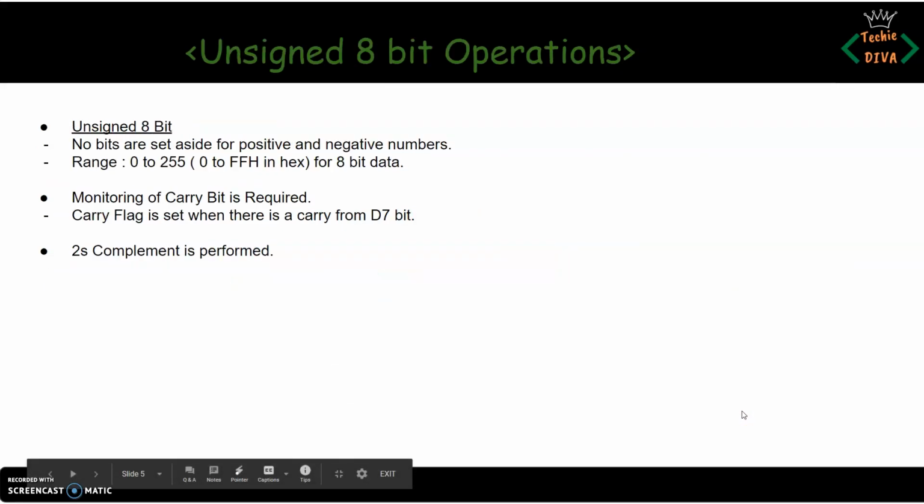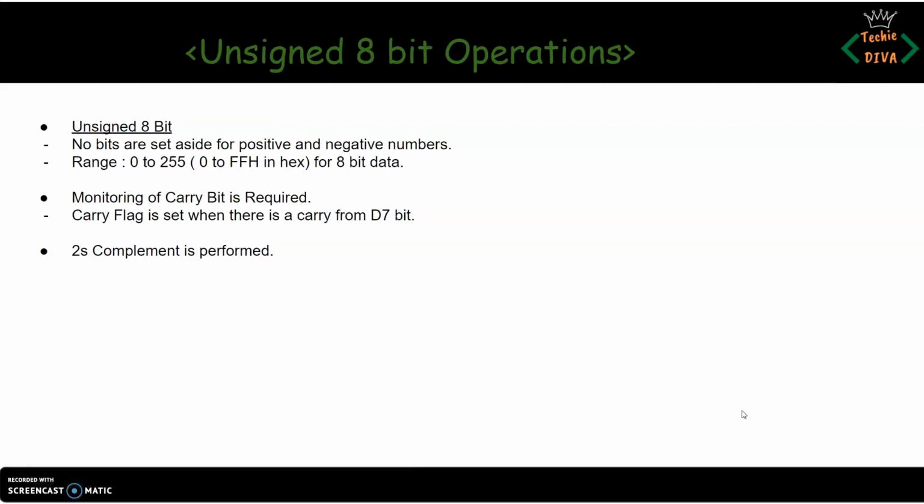In unsigned 8-bit operations, no bits are set aside for positive and negative numbers, as there were in signed 8-bit operations. Here the range is from 0 to 255, that is 0 to FFH in hex, and the carry bit is usually observed, and we need to check if it is set or not, and 2's complement is performed. We'll be seeing examples of each one of these in Keil.